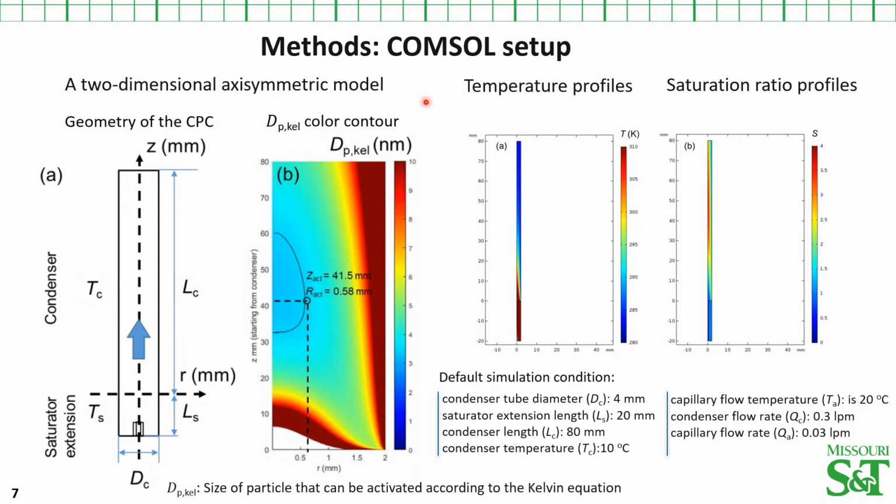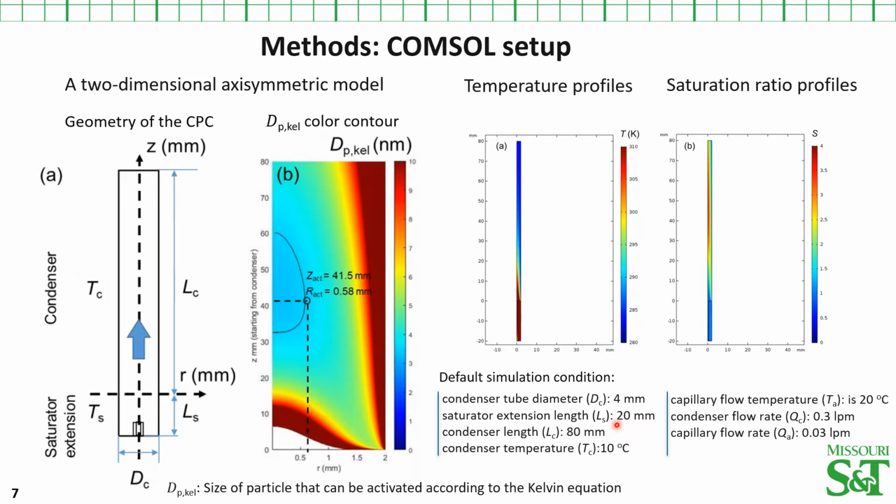In terms of methodology, first of all, we set up COMSOL. A two-dimensional axisymmetric model has been developed in COMSOL software. The CPC follows the geometry of Stolzenburg's model, which is composed of a laminar flow tube that can be separated into a saturator, its extension, and a condenser, shown in this picture. And the initial and boundary conditions are also set up. The default simulation conditions are listed here.